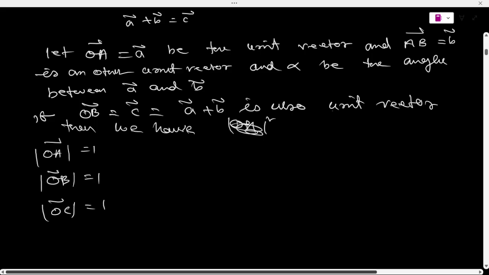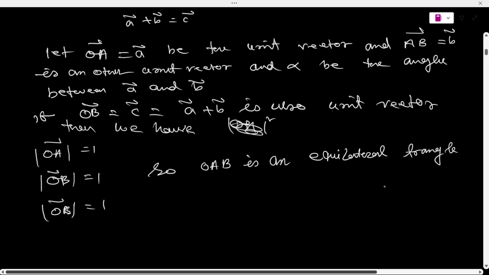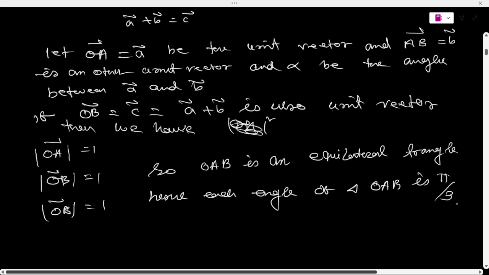Sorry, OB vector is also multiple times, OB vector will be also 1. So as per the given, O, A and B form an equilateral triangle, hence each angle of triangle OAB will be pi by 3.